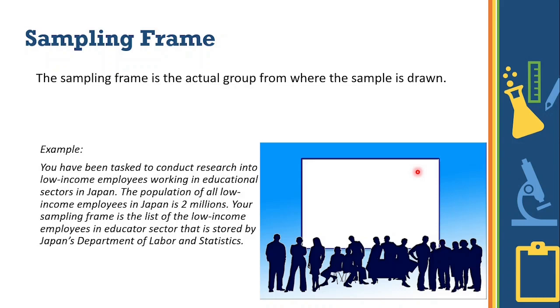So again, if you're looking at a population of 2 million, your sampling frame will be the actual group that will be drawn from this 2 million population.